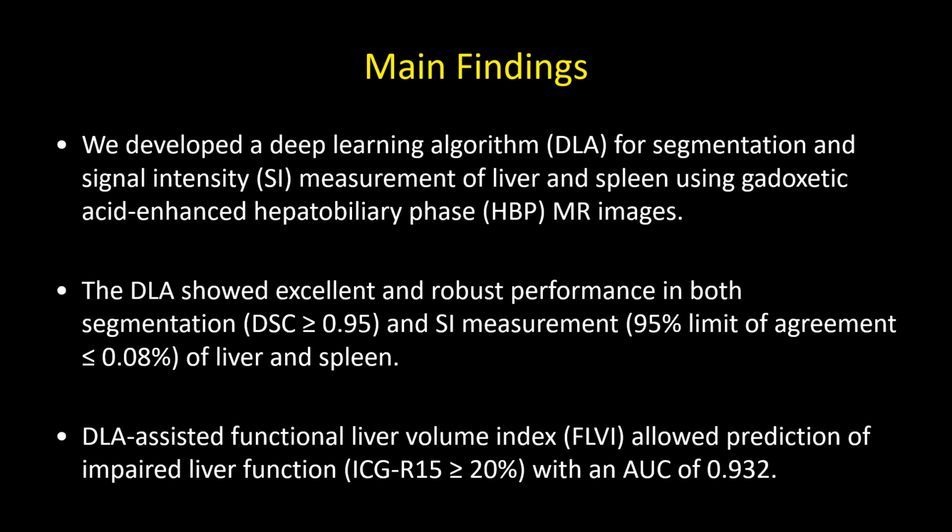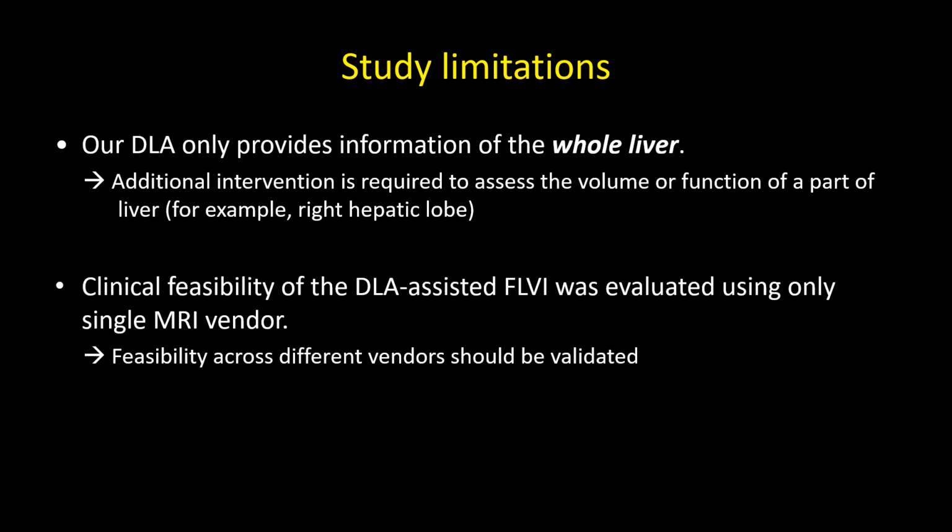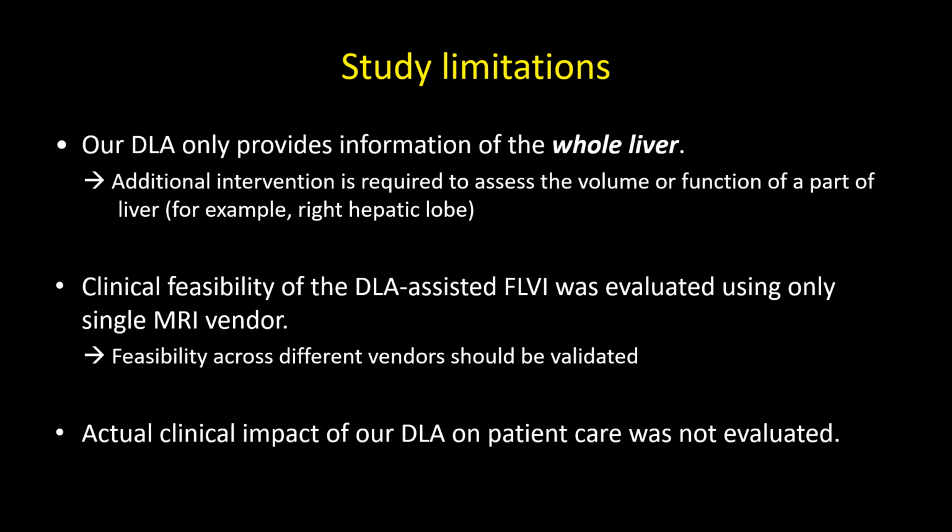The study limitations include that our deep learning algorithm only provides information of the whole liver, so additional intervention is required to assess volume or function of a part of the liver. And clinical feasibility of the deep learning assisted functional liver volume index was evaluated using only a single MRI vendor, so feasibility across different vendors should be validated. Also, although it is expected that our deep learning algorithm enables measurements of functional liver capacity, its actual clinical impact on patient care was not evaluated.